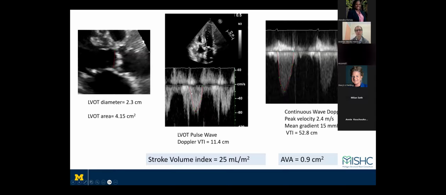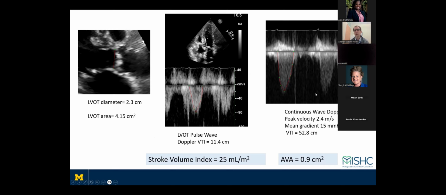We can also measure something called the VTI, which stands for velocity time integral. All that is the area under this curve, and this comes out to units of centimeters. So the VTI in this case was 11.4. And between these two calculations themselves, we can calculate the stroke volume. So calculating the stroke volume and then dividing by the patient's BSA gives us a stroke volume index of 25 mils per meter squared, so it was low for this patient.